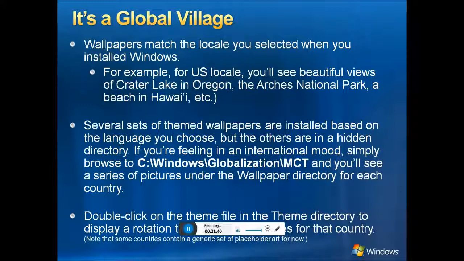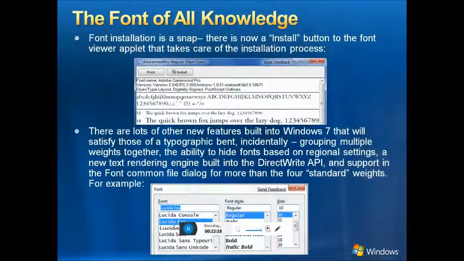Global village. Wallpapers match the locale you selected when you install Windows. For example, for a USA locale, you will see beautiful views of the Canyonlands region, arches. Several sets of themes and wallpapers are installed based on the languages you chose, but there is another, hidden directory. If you are feeling in an internal mode, simply browse to Windows\globalization\MCT. Then you will see a series of pictures under the wallpaper directory for each country. Double click them, and the theme file will direct the display to rotate for this country.